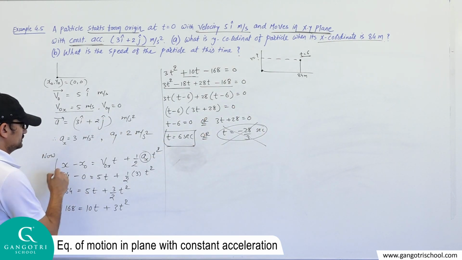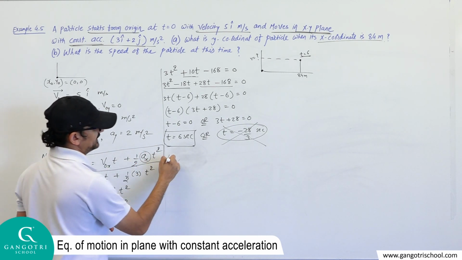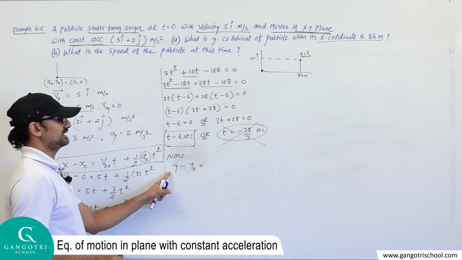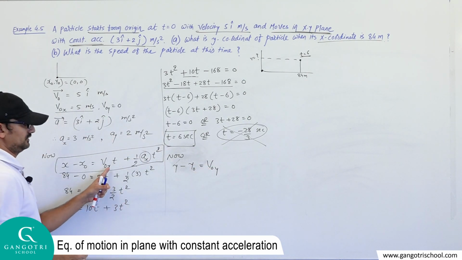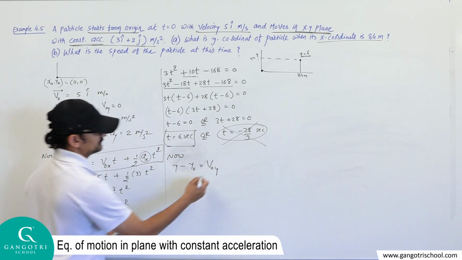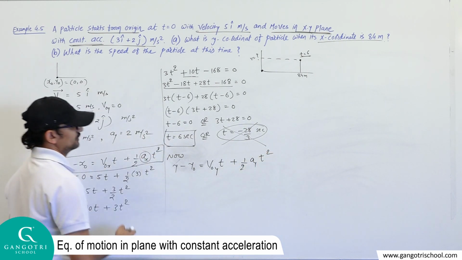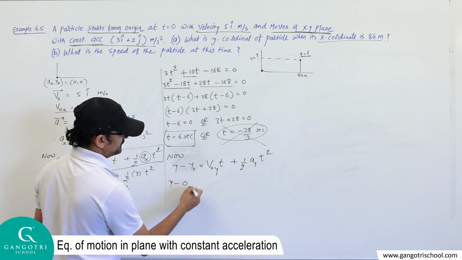Okay, so this is the equation of x displacement. Now let's use the equation of y displacement. y displacement is y minus y0, final y coordinate minus initial y coordinate, equals the y component of initial velocity into t plus 1 half ay t square. Okay, the final y coordinate is what we want to know, the initial y coordinate is 0.